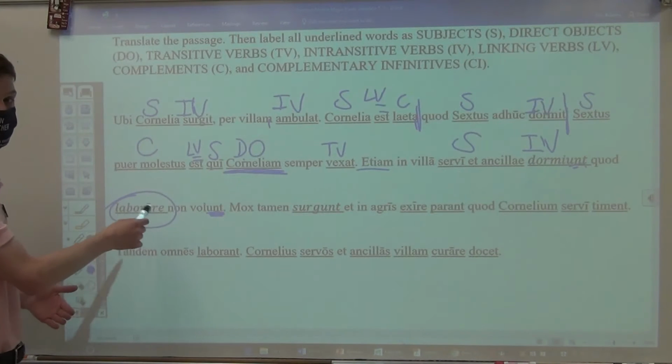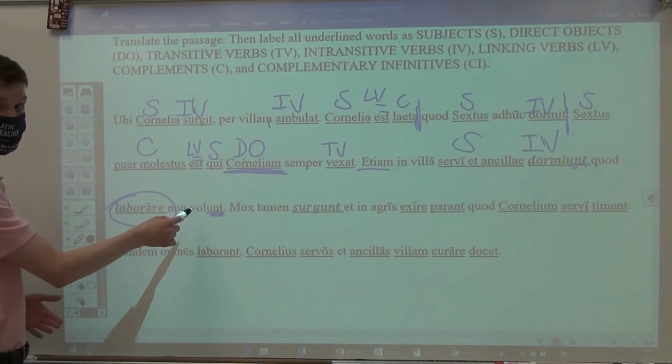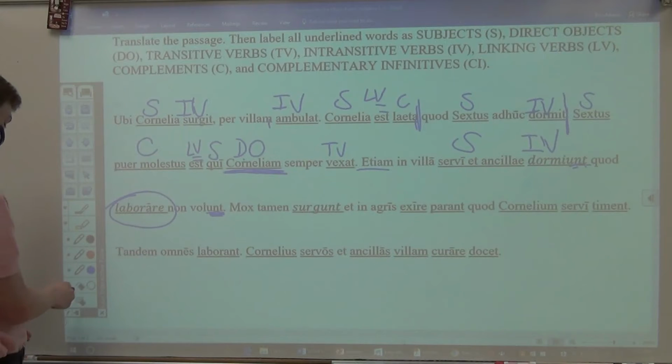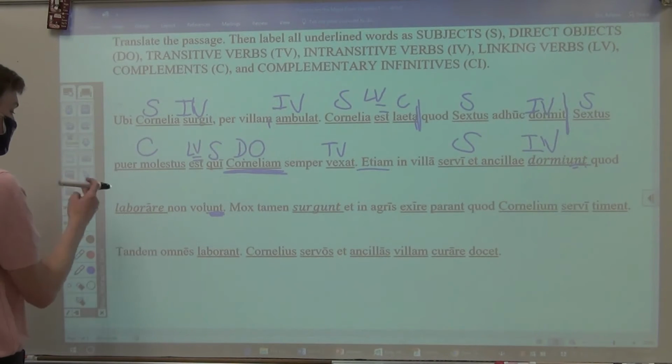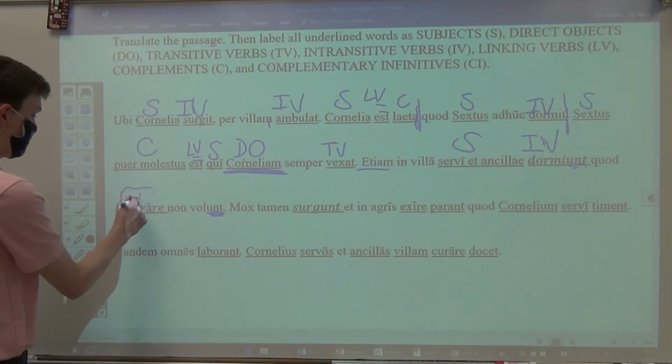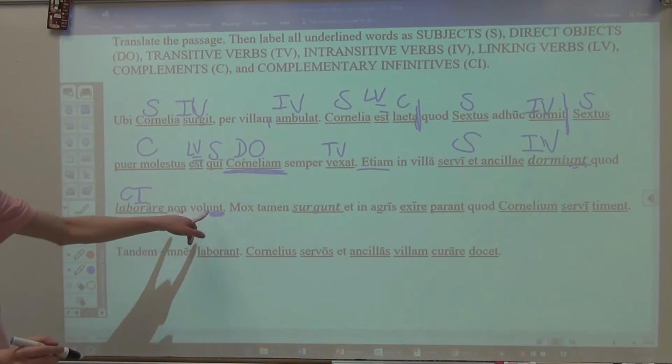This is not our verb. This is not our main verb. Volunt is our main verb. Laborare is what we call a complementary infinitive. So they do not wish to work.